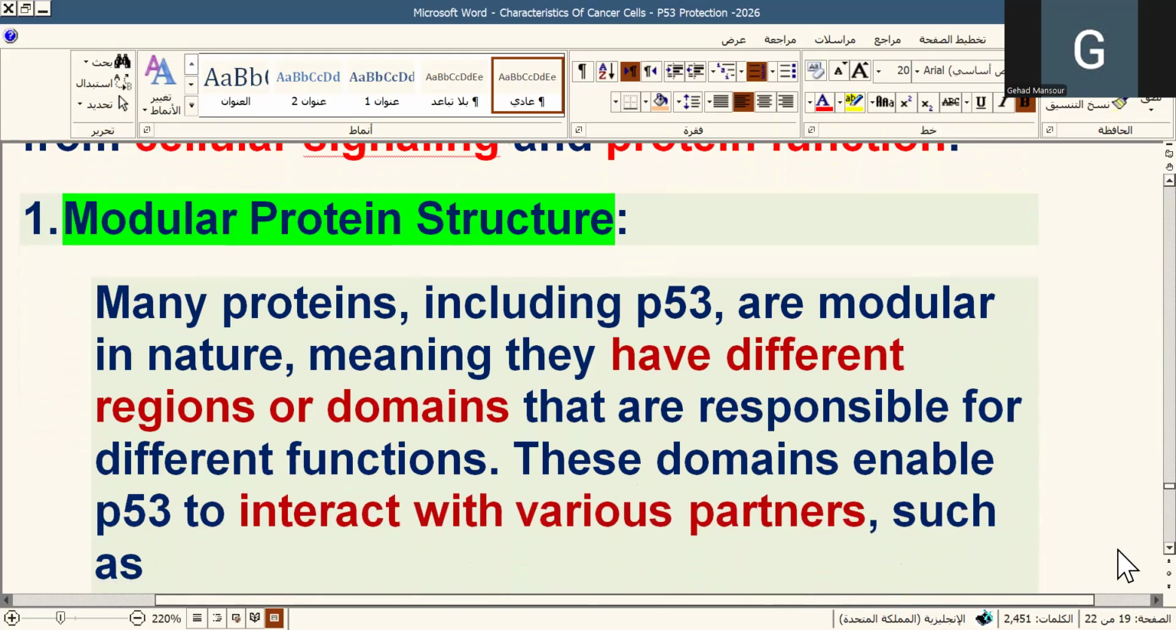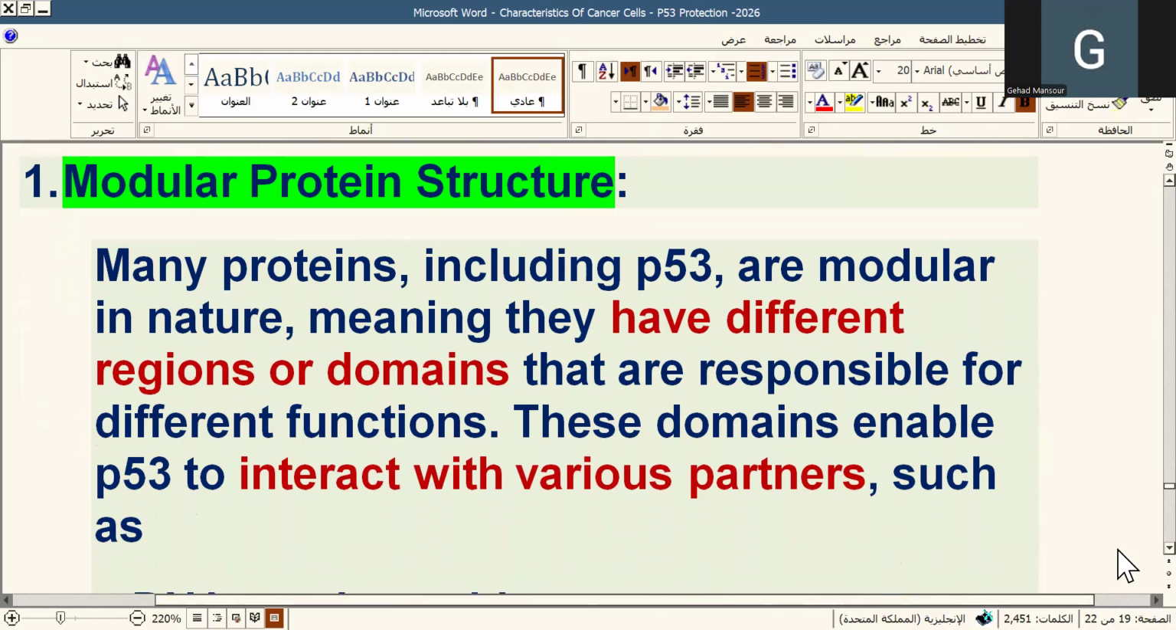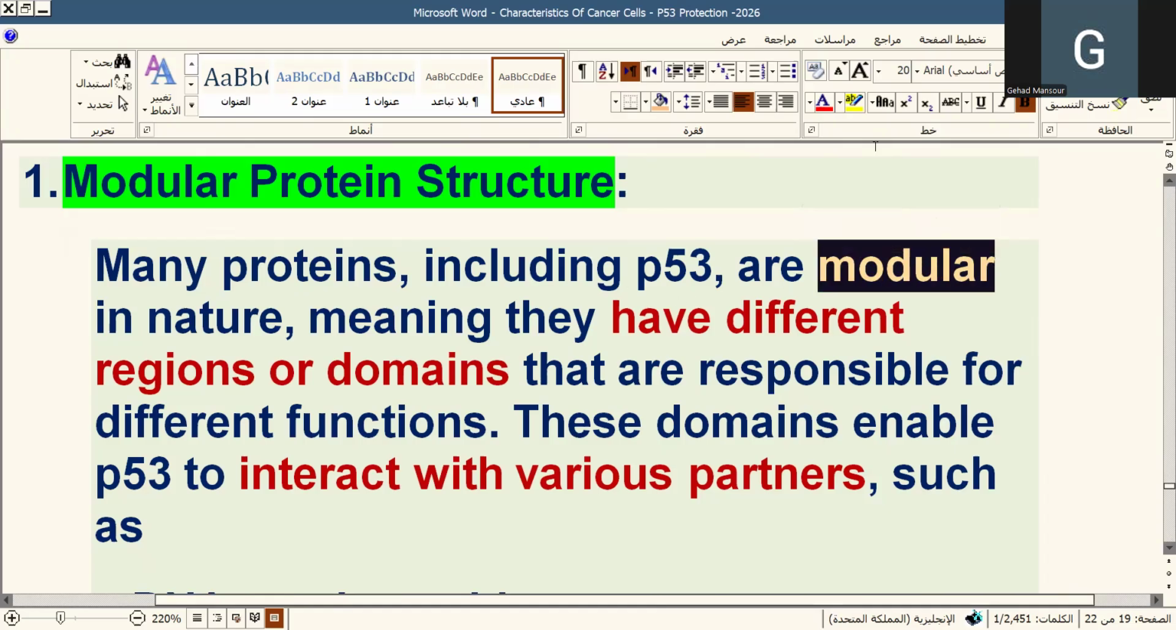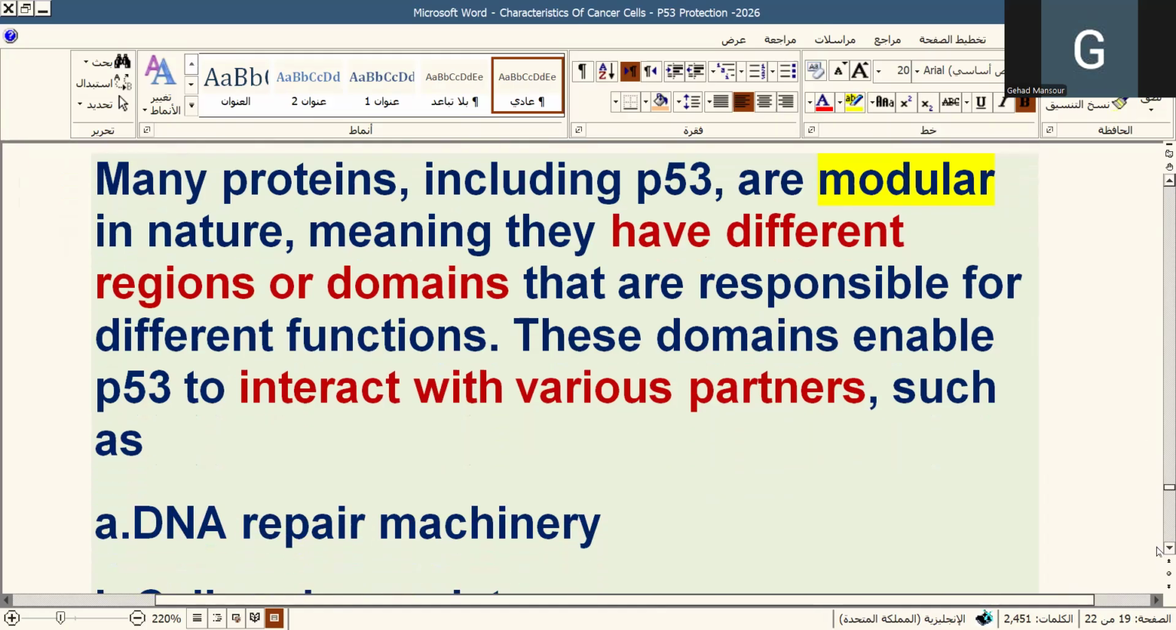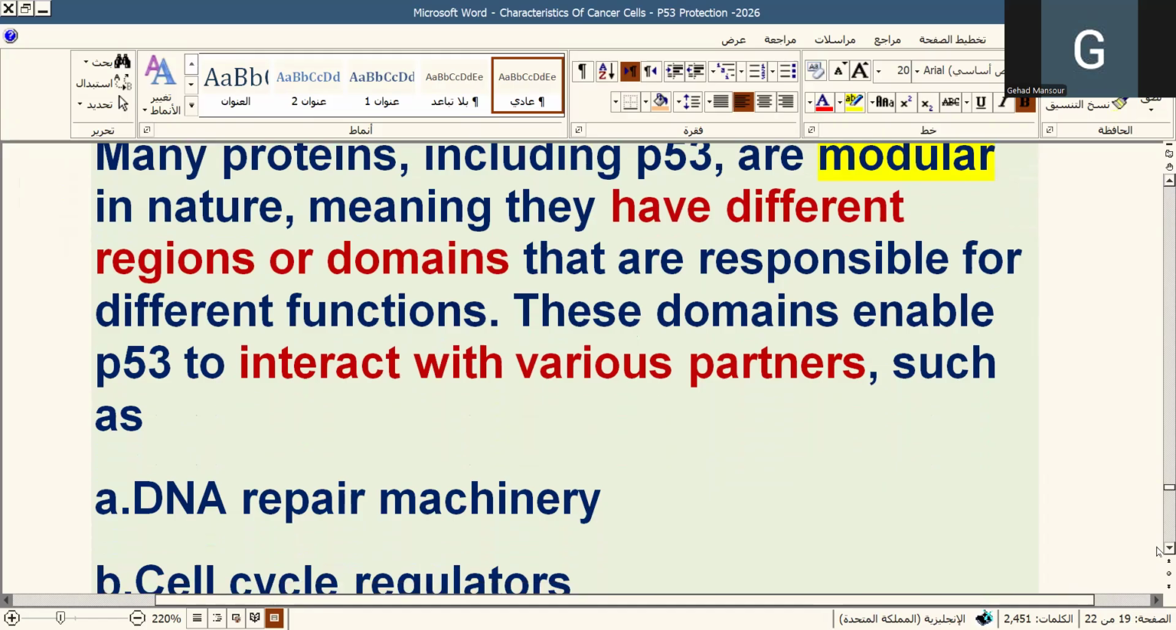So there are several properties that allow P53 to carry out all these complicated functions, although it is a single small molecule. The first one is the modular protein structure. What do we mean by a modular molecule or a modular structure? It means that, in order for proteins to be functional, they should be in the 3D configuration, at least in the three-dimensional structure.